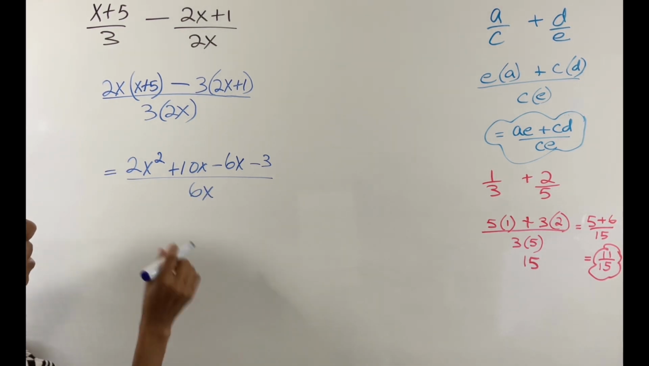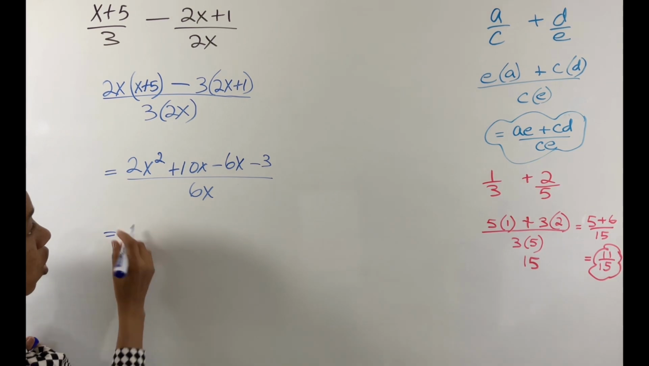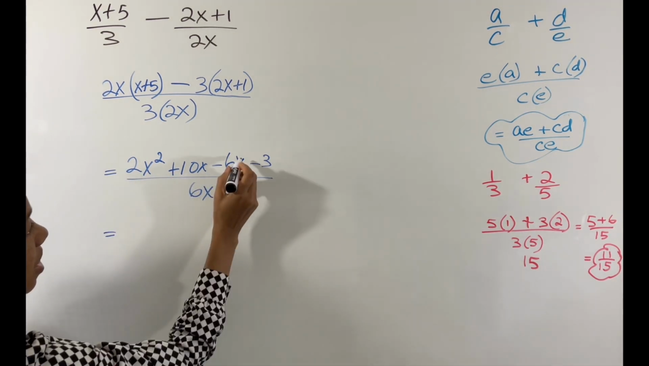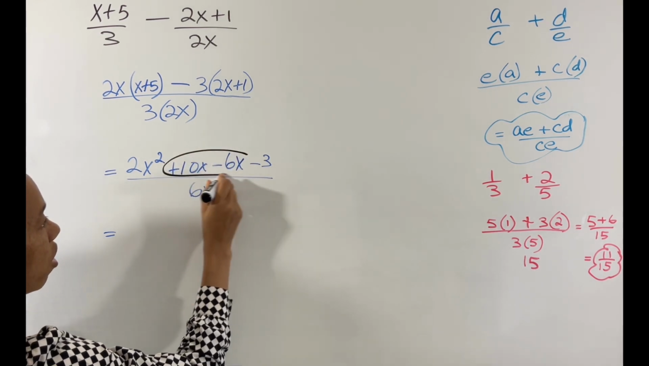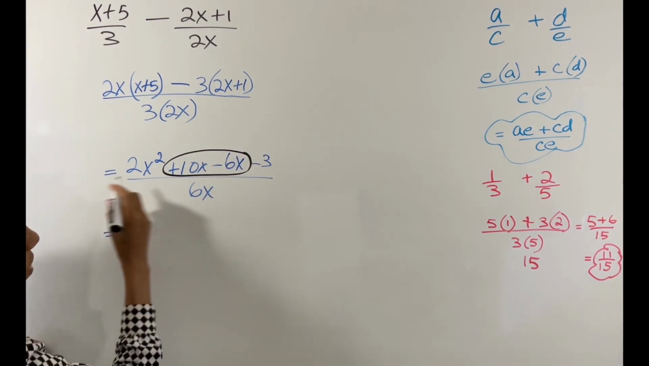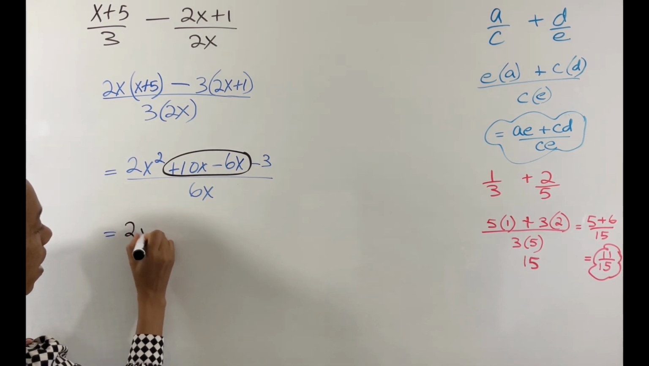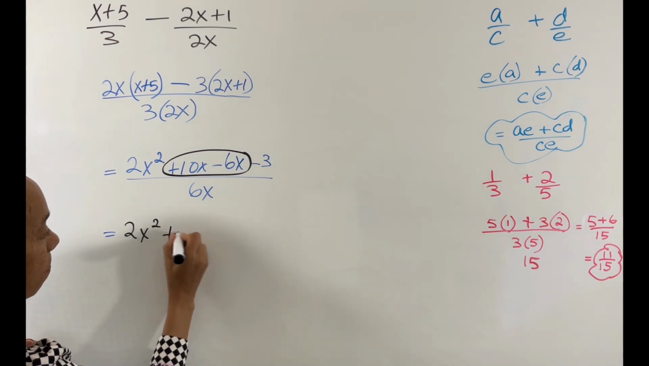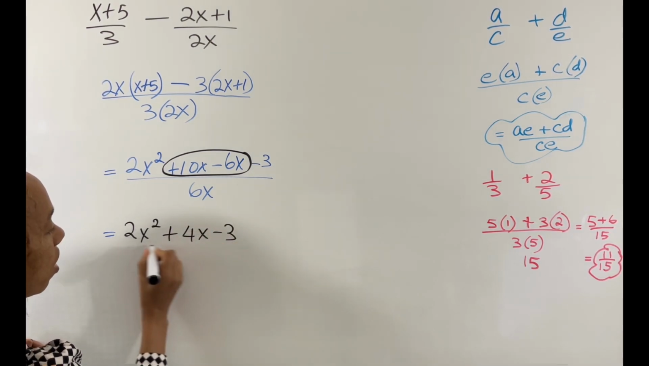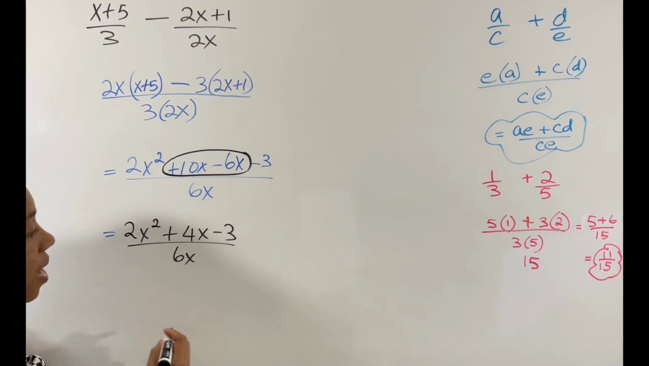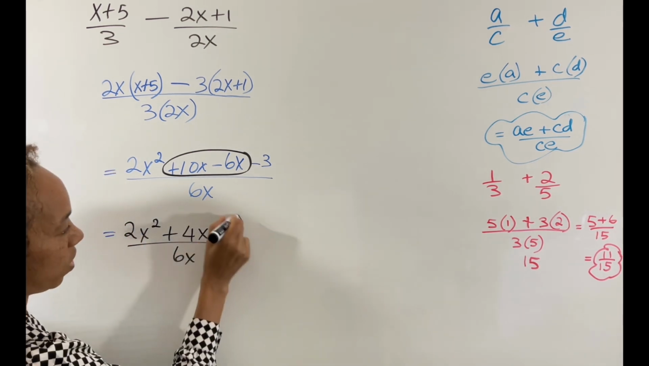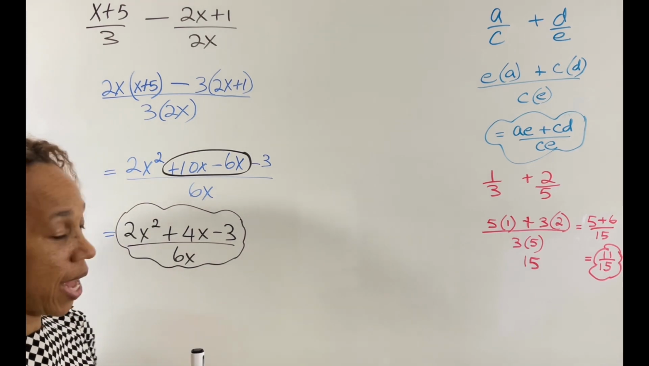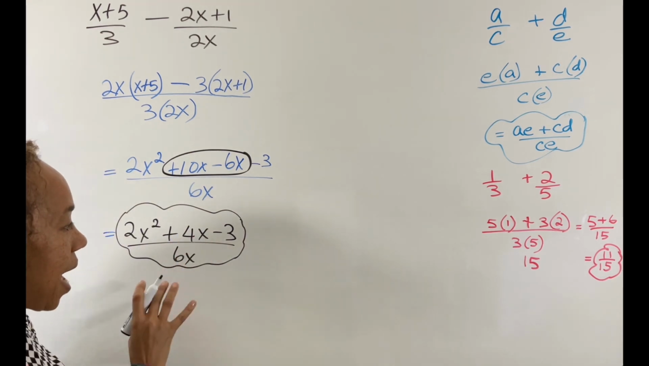It's up to you. Now we have to combine like terms. So we're going to combine our like terms, and you will notice off the top that these two terms here are going to be the same. So you're going to combine them. So you will end up with 2x squared, and 10x minus 6x is going to be positive 4x minus 3 over 6x. And there's nothing you can do with this. It cannot be factored out anymore. Okay? So you have to leave this as your answer.